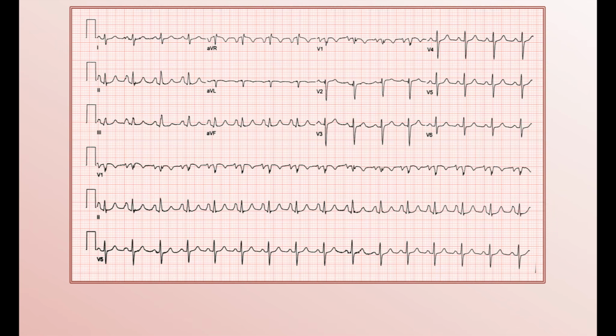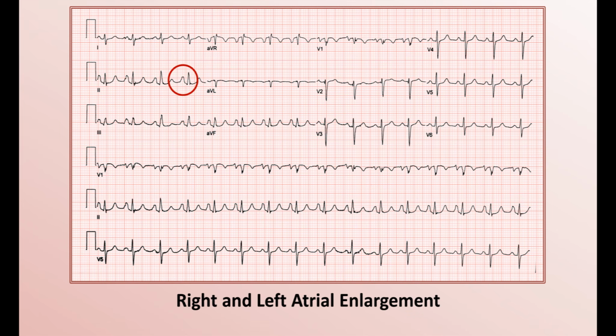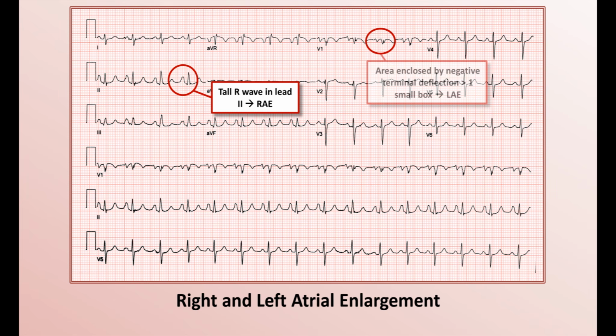And finally, here's the last example. This is biatrial enlargement. In lead 2, we see an unusually tall P wave indicative of right atrial enlargement. And in V1, we see a prominent negative terminal deflection in the P wave indicative of left atrial enlargement.